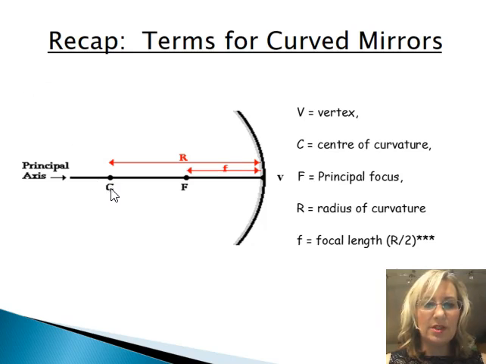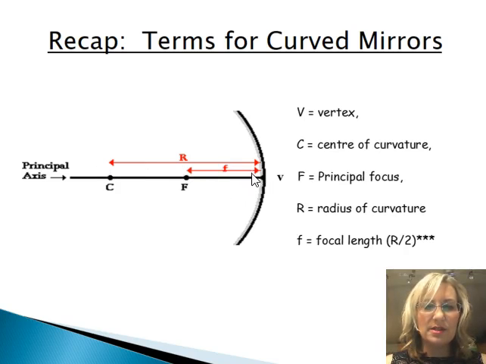Here we have the C, which is the center of the curve that would have made the mirror. F is the principal focus where light rays are focused, and that is halfway between the center of curvature and the mirror. Where the principal axis meets the mirror, we call that the vertex, and the principal axis always hits the vertex at a 90-degree angle. And then we have two other terms. We have big capital R, which stands for radius of curvature. So if you can imagine that this was a circle, the center to the edge of the circle is called the radius. So this is the radius of curvature. That distance from C to the vertex is the radius of curvature.